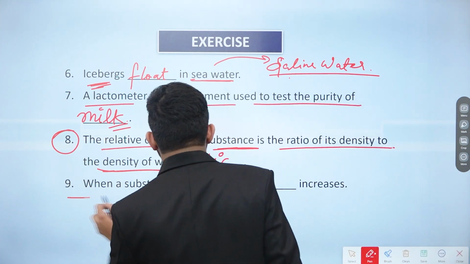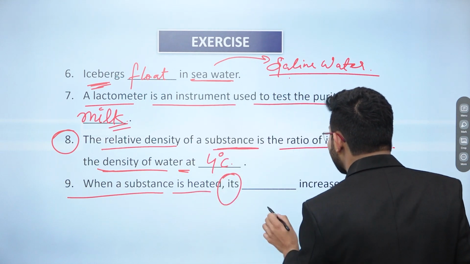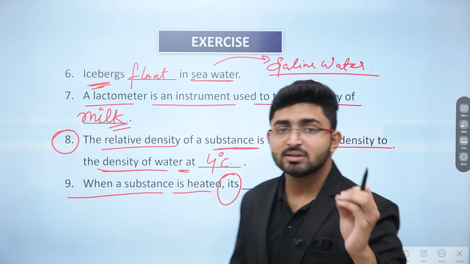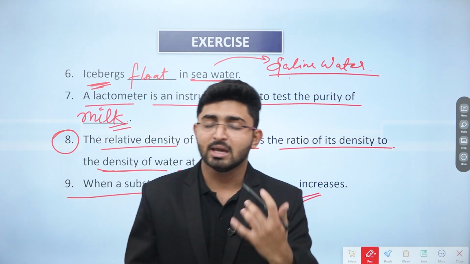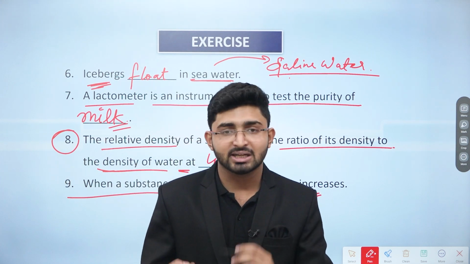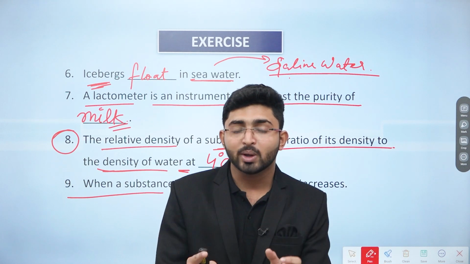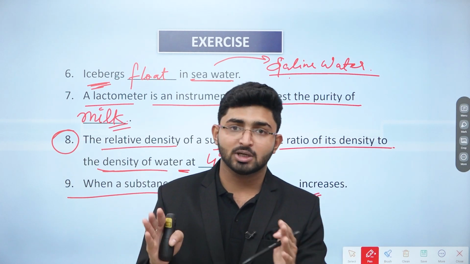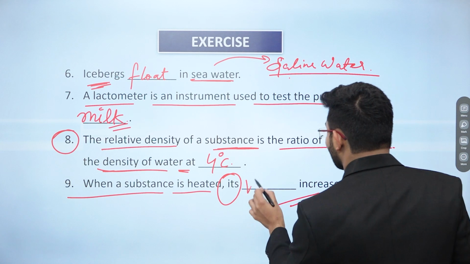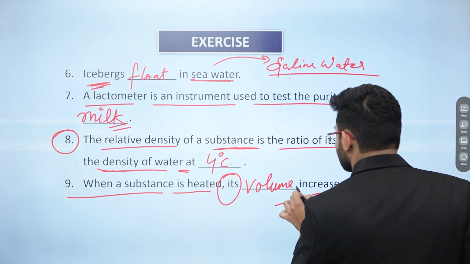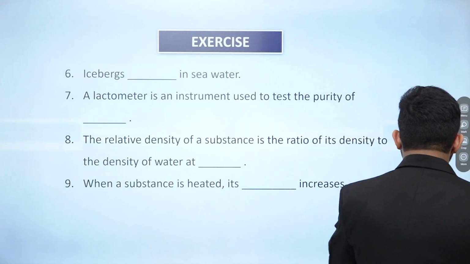The next one is when a substance is heated, its dash increases. Whenever we are heating up any substance, it can be a solid, a liquid, or a gaseous substance, and we are increasing the temperature, it is going to expand the volume of that particular substance. So its volume increases, right? This will be the correct answer.